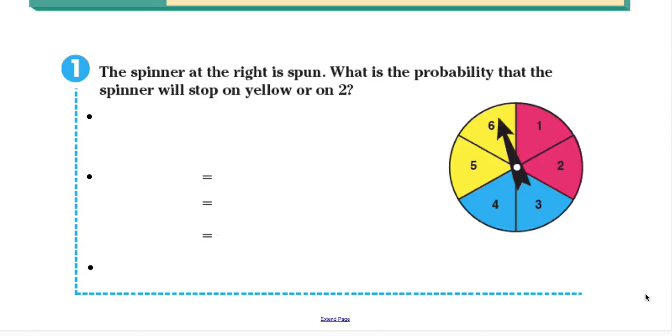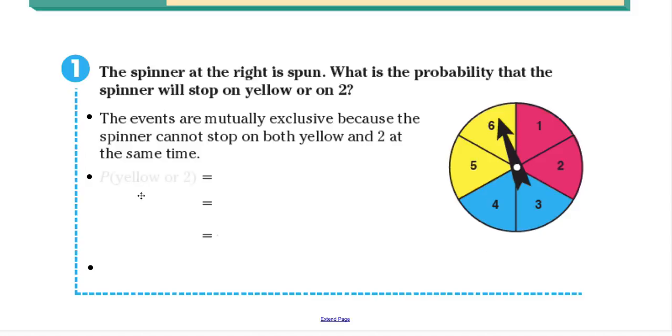The spinner at the right is spun. What is the probability that the spinner will stop on yellow or 2? Since 2 is not yellow and the yellow does not have a 2, these are mutually exclusive events. They cannot happen at the same time.